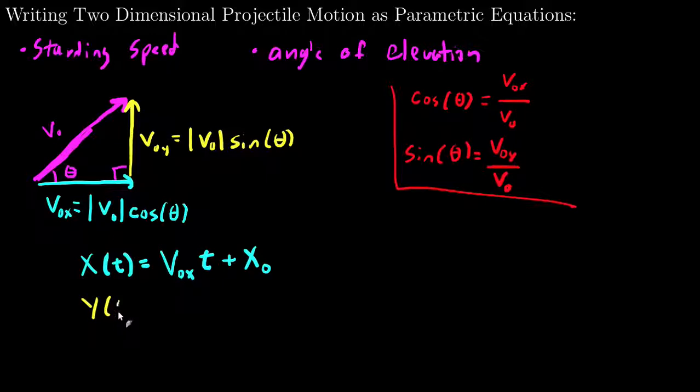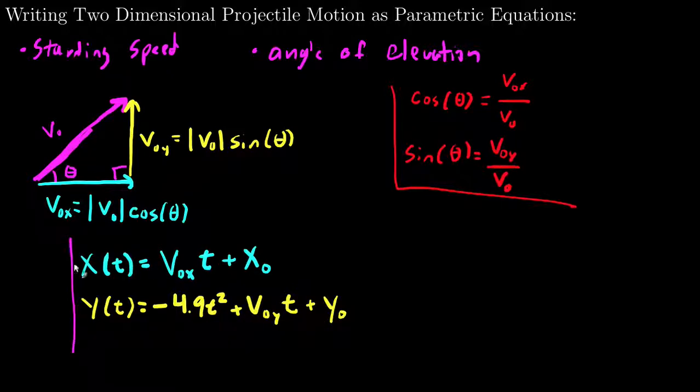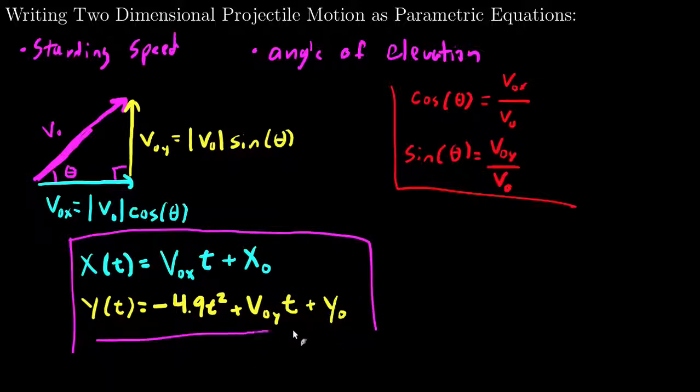And y of t will be, since I'm going to deal with just meters and seconds here, negative 4.9 t squared plus v0y t plus y0. For the example I give you here, y0 will start at 0 because I say it's going to start from the ground. But if I'm thrown or launched from different levels, then the height might be a little bit different. So this is going to be critically important to our problems.